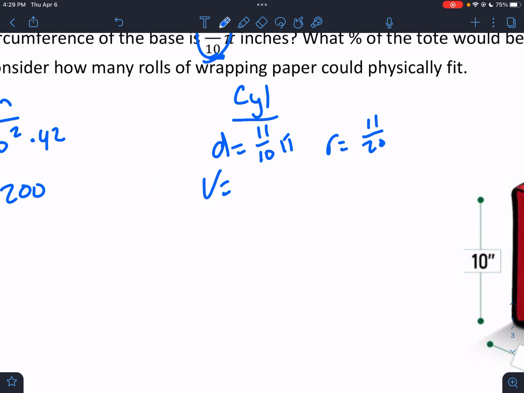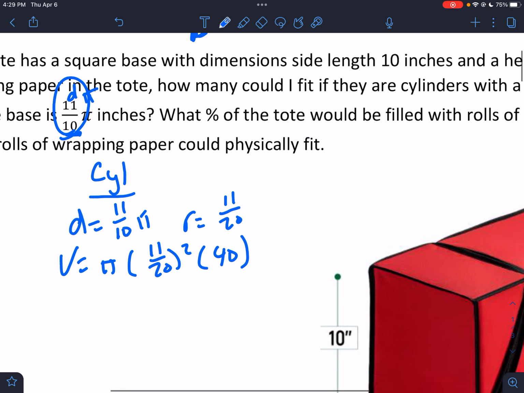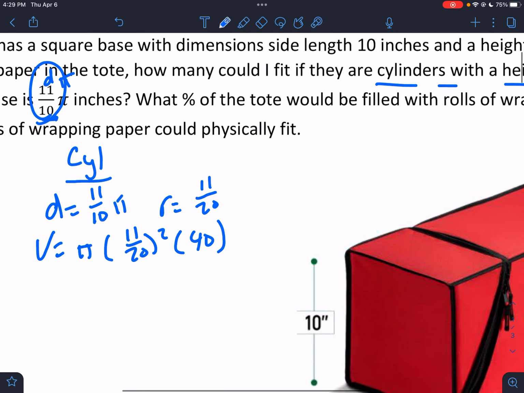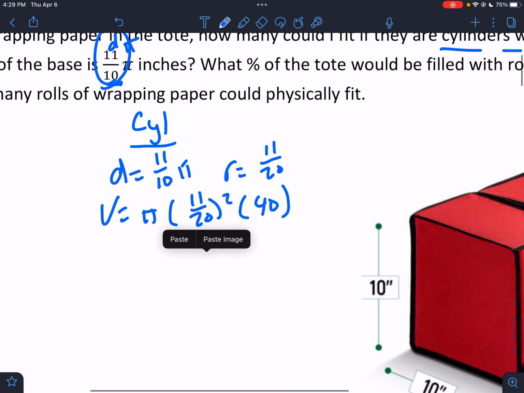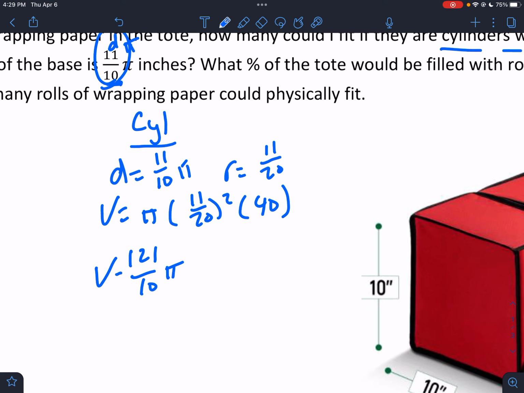So the volume of one of them would be pi times the radius squared times the height, which they told us is 40. The height of the cylinders is 40. So let's see what that would be. That would be 11 over 20 squared times 40. That is 121 over 10 pi. That's the volume of one wrapping paper.